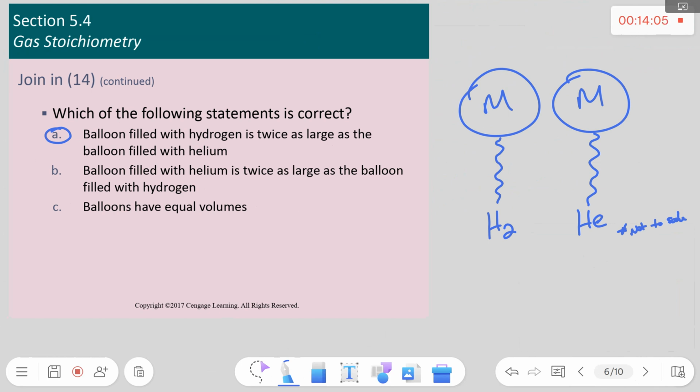Let's unpack the reasoning or logic on this one. Well, if we look at the molar mass of hydrogen, that's 2 grams per mole. Mass of helium is 4 grams per mole. Uh-oh. If they're the same amount of mass, are they going to have the same amount of molecules? No, because they don't have the same molar mass. Which one's got more molecules then? Hydrogen. Twice as many molecules, which means the balloon is going to be twice as big.